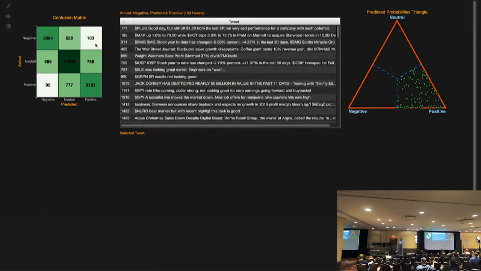Let me click on this cell here. So here we have 103 tweets for which the predicted label is positive, but they are all tagged as negative by the human readers. So these are misclassifications, and because these are all positive predictions, they fall in this region of the triangle. So each point represents a tweet, and we have 103 tweets here. Let me look at some examples here.